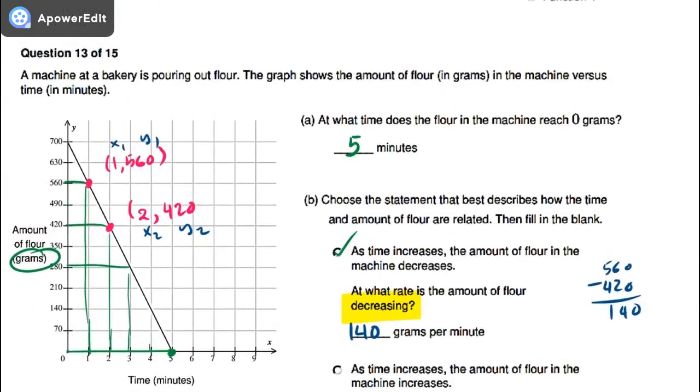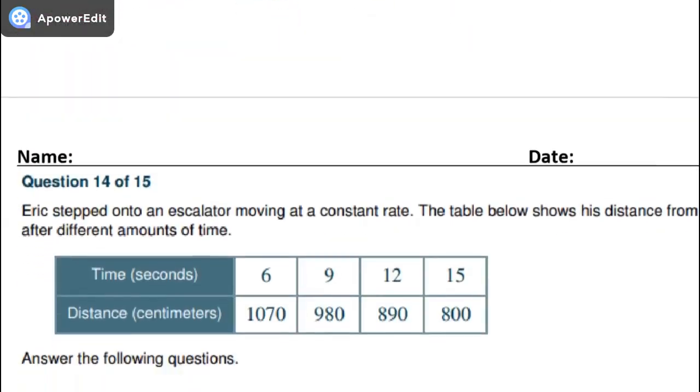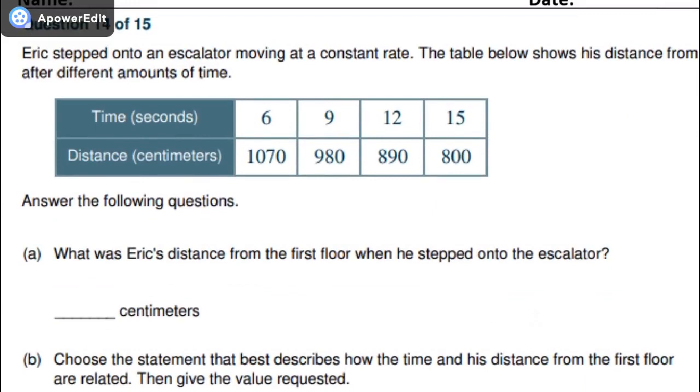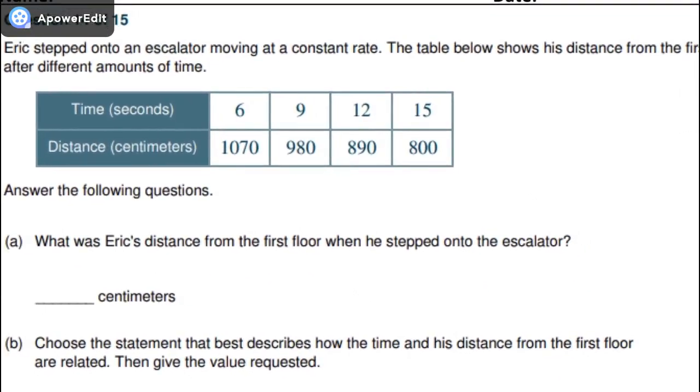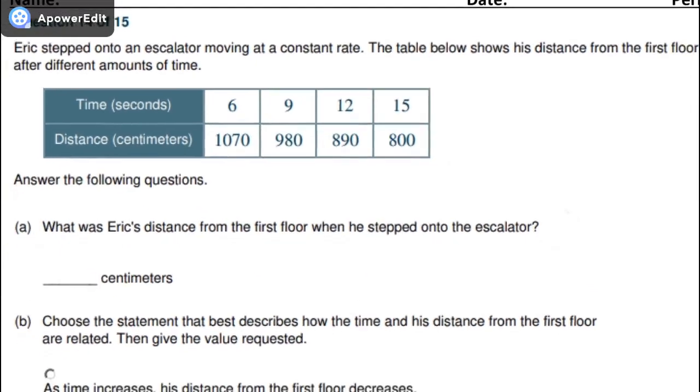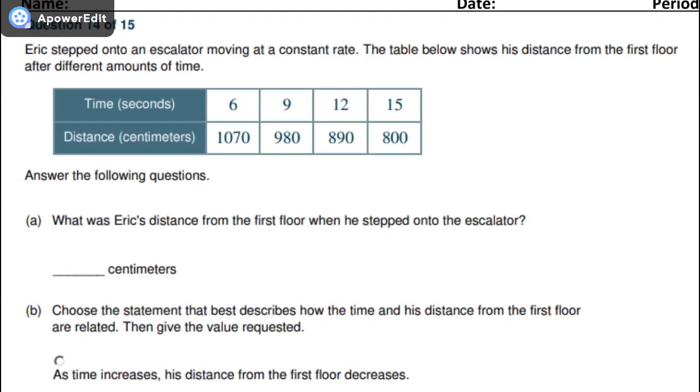And that's problem 13. Now we go to question 14. Eric stepped on an escalator moving at a constant rate. The table below shows his distance from the first floor after different amounts of time. The first row is for time, in seconds, and the second row is for distance, in centimeters. Answer the following questions.